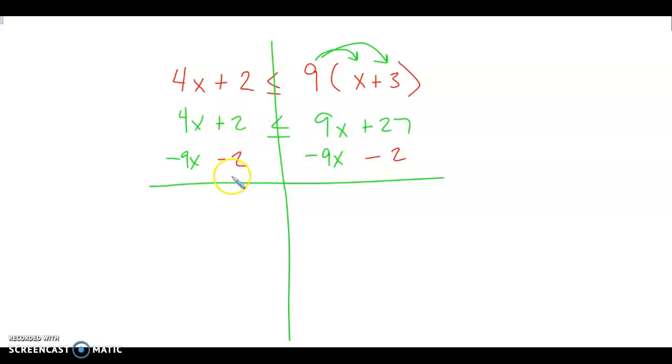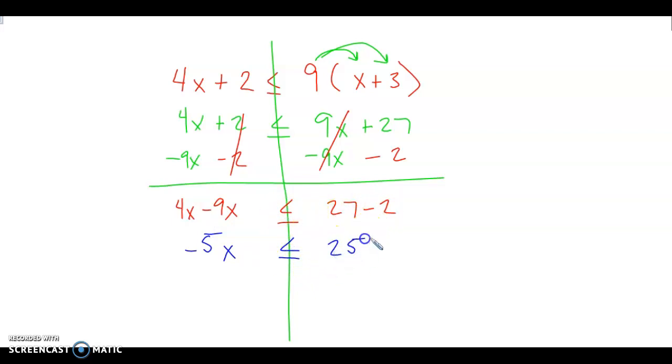So again, it was a positive 2, subtracted it to make it 0, and since I subtracted 2 on one side, I have to subtract 2 on the other. Same with the 9x's. It was a positive 9x. I needed to take it away and do the opposite, so minus 9x. Did it on the other side, that becomes 0. So I'm left with 4x minus 9x on the left, and 27 minus 2 on the right. Now I combine like terms. 4x's minus 9x's, or 4 minus 9, is going to give me negative 5x's. Less than or equal to, I just bring the sign down again. Okay, my inequality. 27 minus 2 gives us 25.